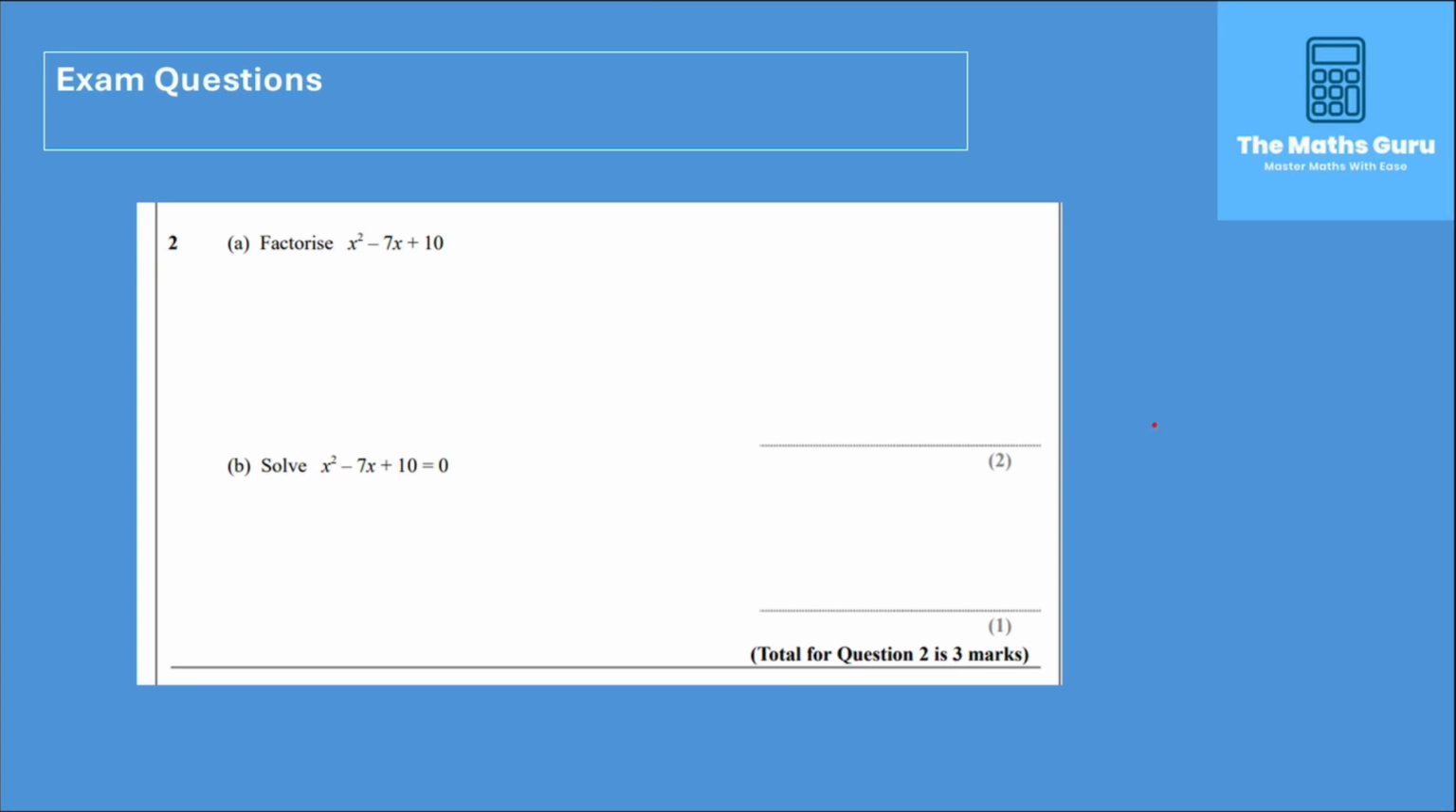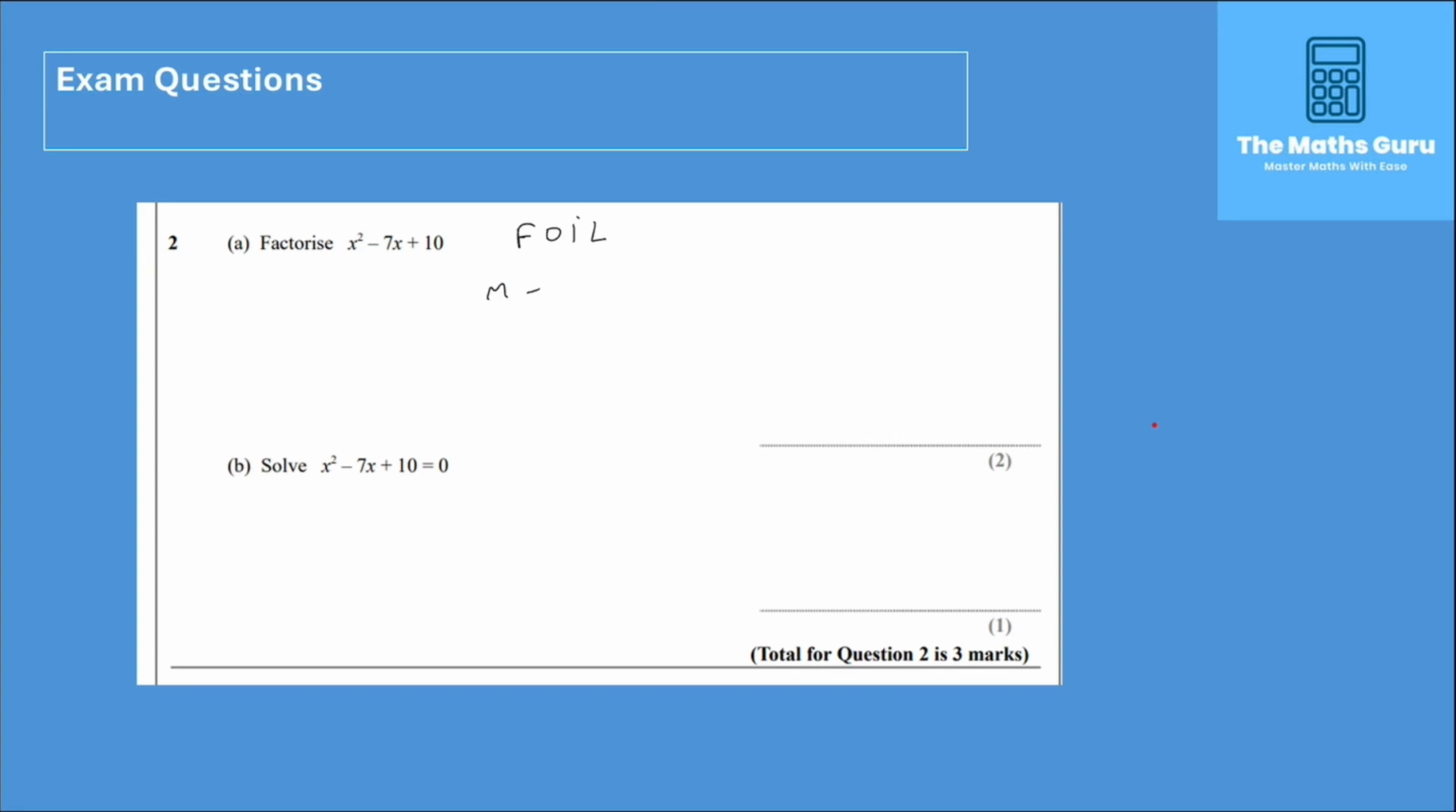So, the first question is a classic example of FOIL. It tells us to factorize x squared minus 7x plus 10. If you're unfamiliar with FOIL, there are plenty of videos, especially the factorizing video where I go over this. So I'm not going to put too much detail on it today, but if you are struggling with it, please go back to the previous videos.